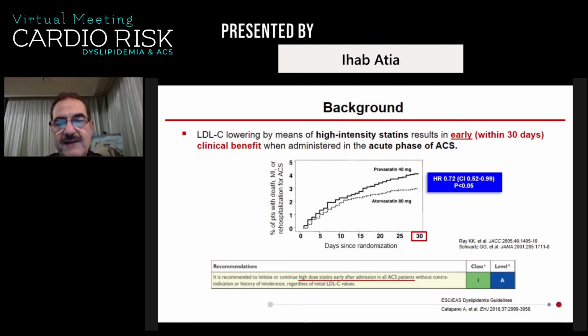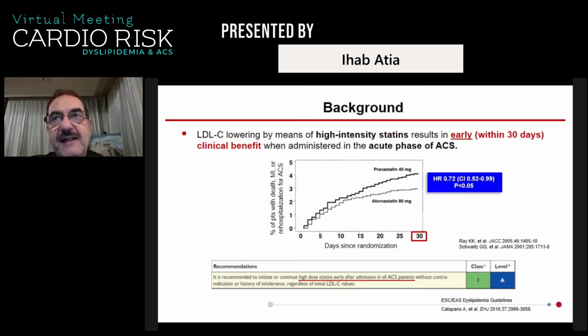And this is why, when you look at the recommendations in the guidelines, it says it's recommended to initiate or continue high-dose statins early after admission in all ACS patients without contraindication or history of intolerance, regardless, the key word is regardless, of the initial LDL values, whatever their LDL values are. And this, again, was mentioned by Professor Hani Raghi in his previous presentation.